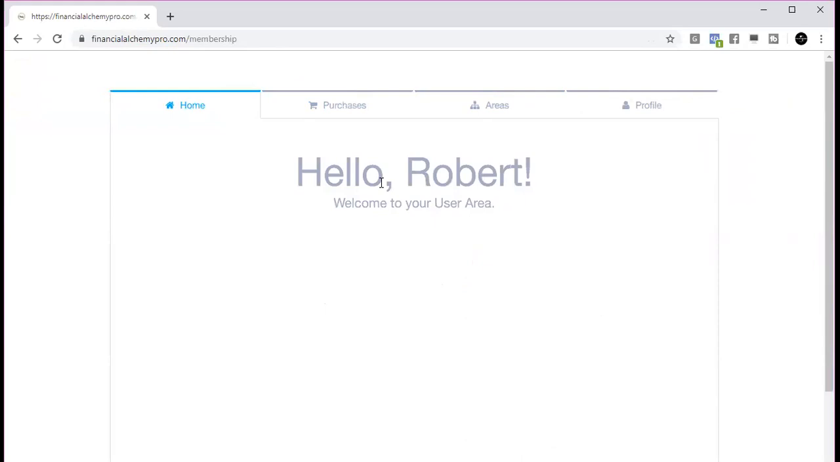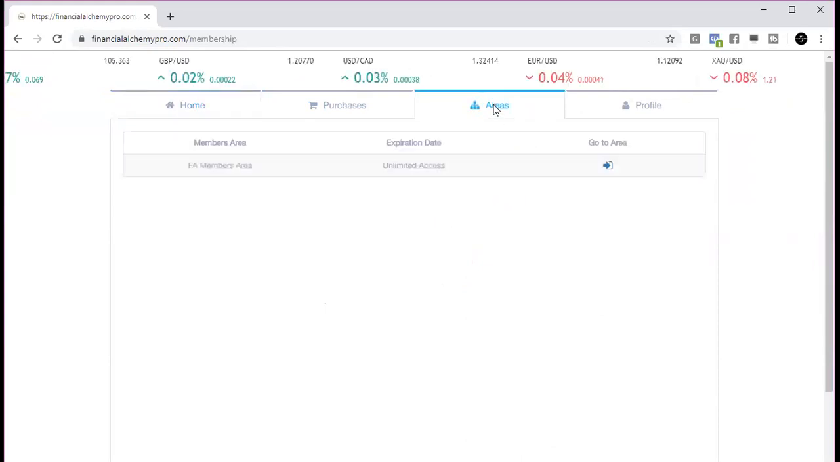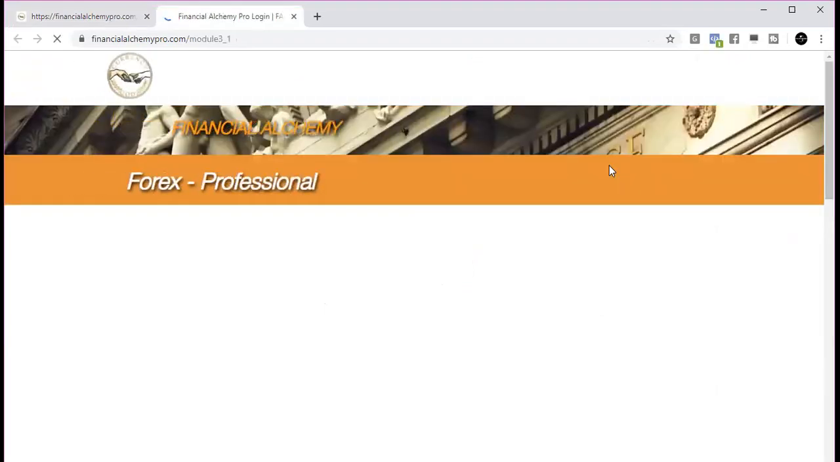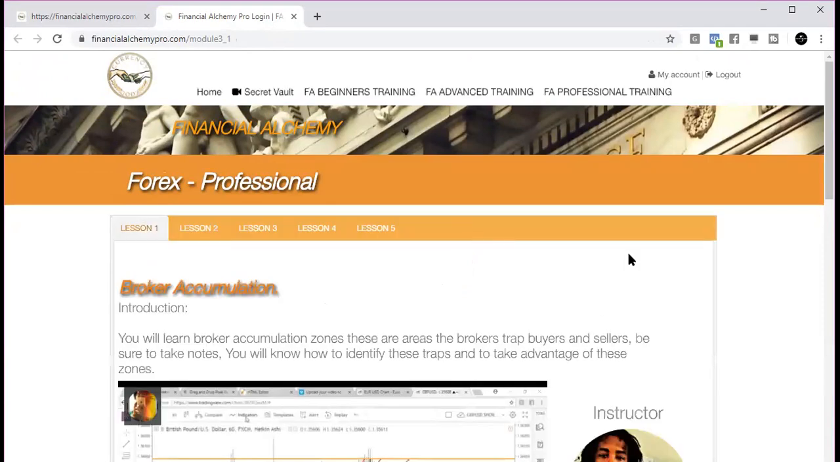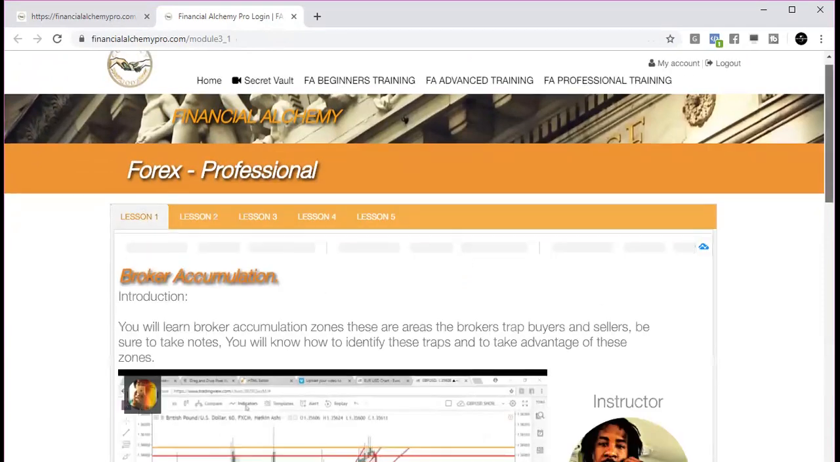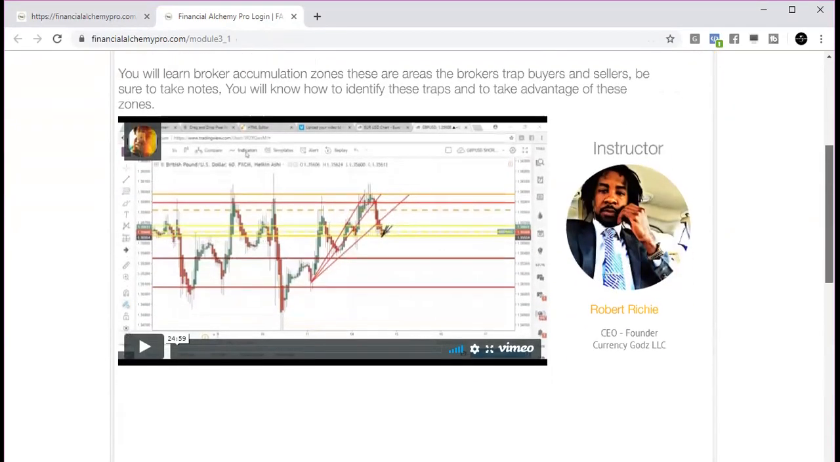if you want to get back to your actual training, you're going to click on areas. Then you're going to click where it has a little door symbol with an arrow. Click on go to area, and it's going to take you to where you left off. Wherever you left off on your training, you'll be able to access it right back there as well. So that's how you navigate Financial Alchemy Pro, the website.